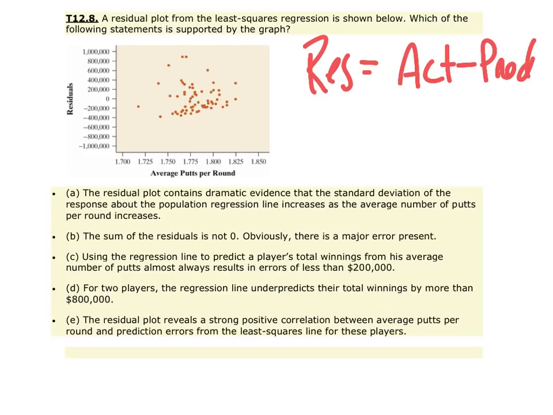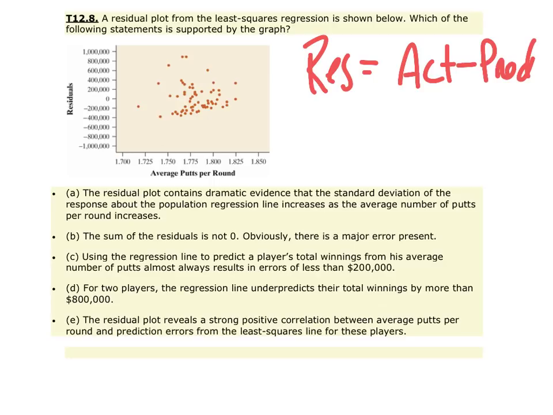So that's what we're seeing in terms of the actual result minus what the line would predict. If we take a look at this, which of the following statements supports it? A, the residual plot contains dramatic evidence that the standard deviation of the response about the population regression line increases as the average number of inputs per round increases.